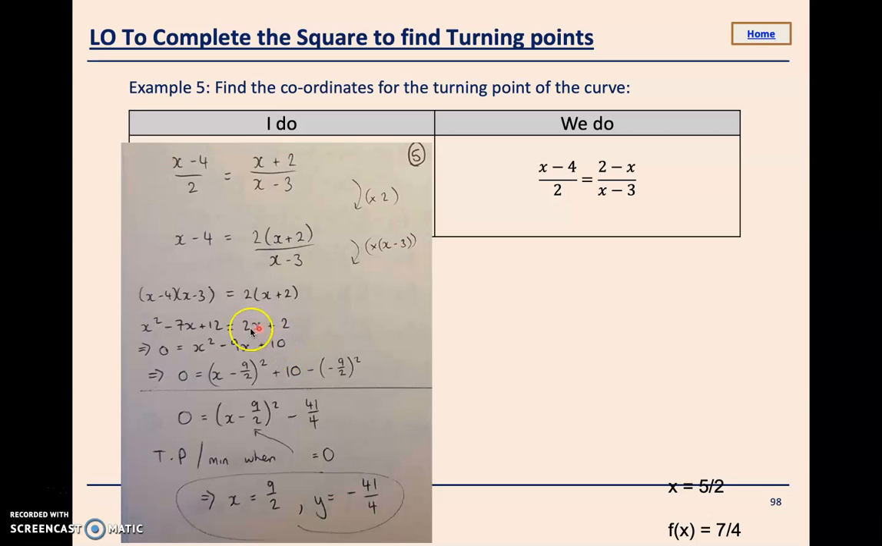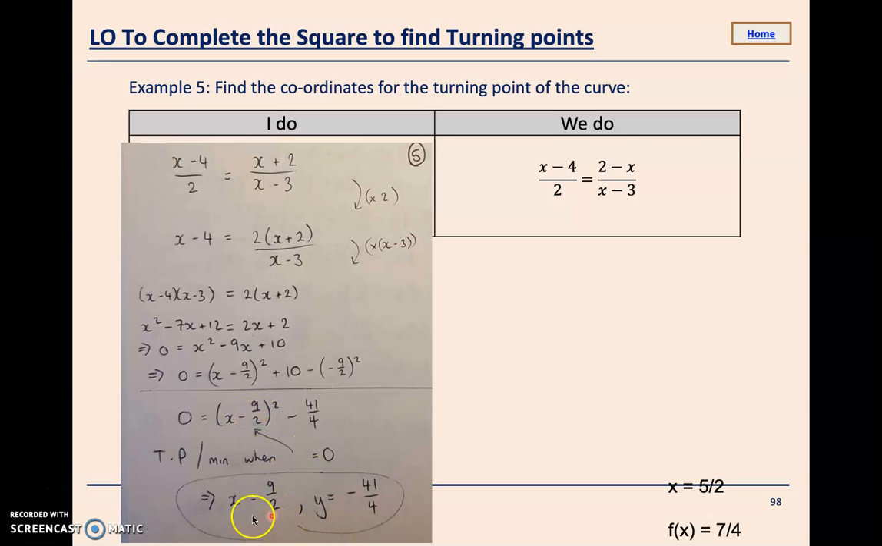Now we can complete the square. So x minus a half of this, x subtract 9/2 all squared, add the 10, and remember to take away our square of this. So we end up getting this here once we simplify. So our turning point is going to be when this in the brackets is equal to 0. So when x is equal to 9/2.